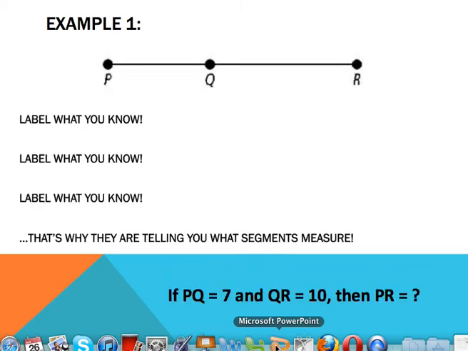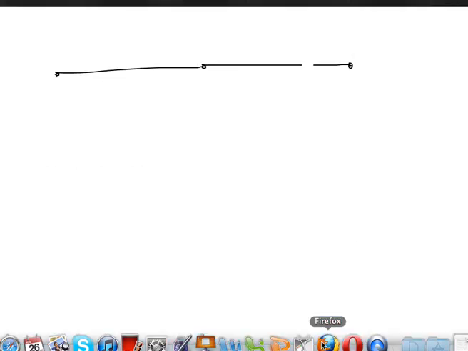Okay, and here's a little bit more difficult example where we're not using a number line, but instead we're given an actual segment, and we're given segment PQ and R. All right, so P is right here, Q right here, and R right there. And we know that PQ is 7, and we know that QR is 10.